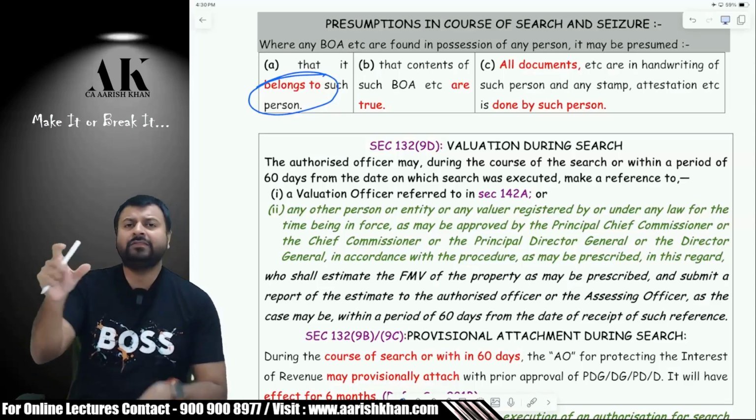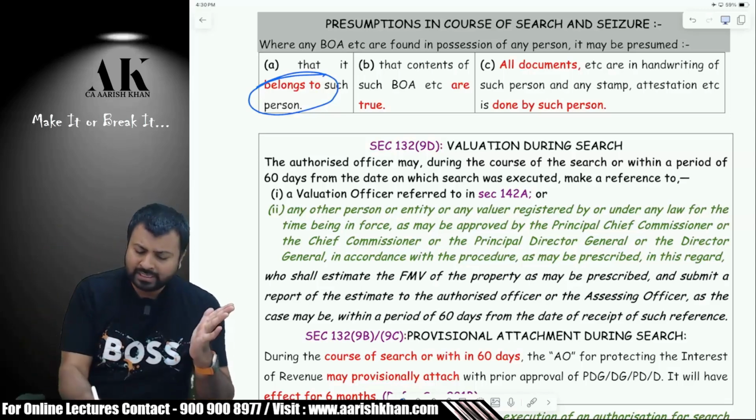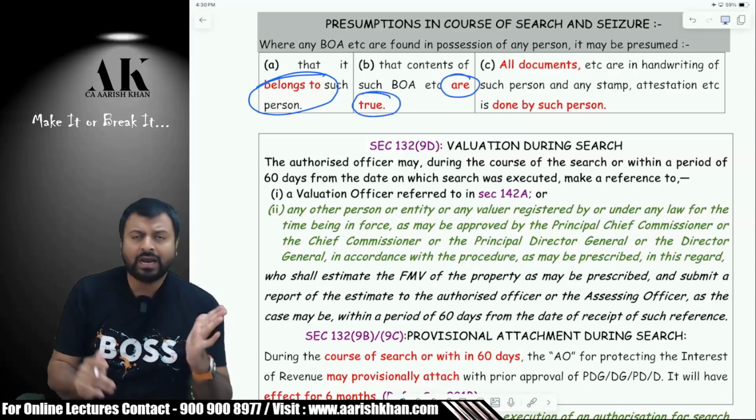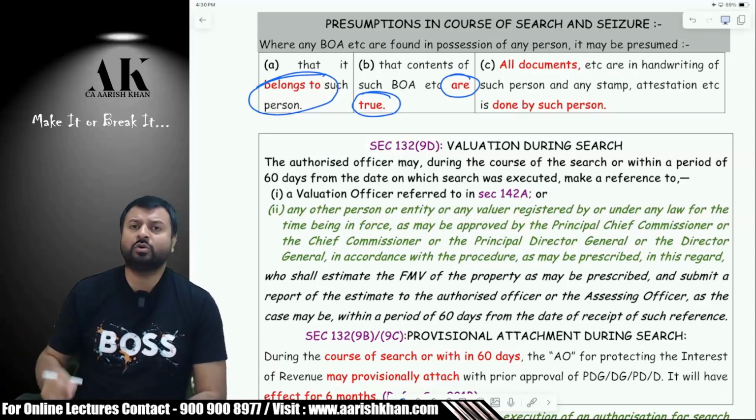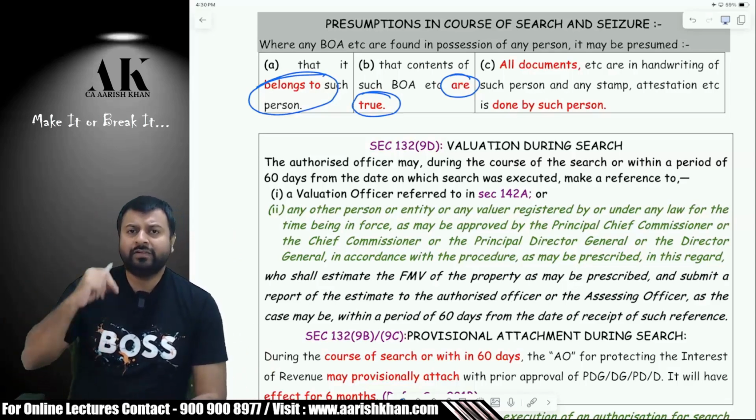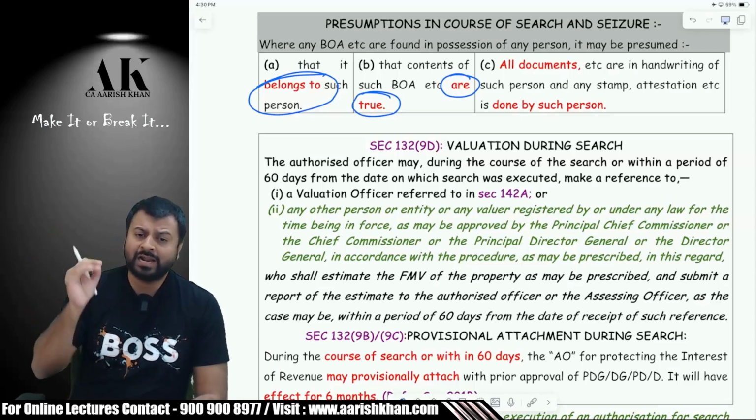And second, if the officer finds any books of accounts or documents, unless it is proved otherwise, it is deemed to be true. It is presumed that the contents are true. If it is not true, it is the duty of the person to prove that it is not true.